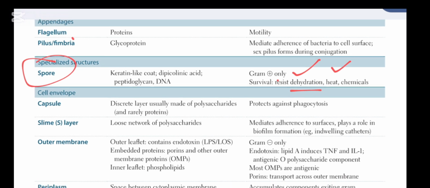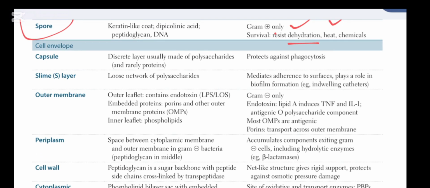survive. The cell envelope of bacteria is made up of capsule, that is a discrete layer usually made up of polysaccharides, and it helps protect the bacteria against phagocytosis. Similarly, there is a slime layer, that is a loose network of polysaccharides that mediate adherence to surfaces and plays a role in biofilm formation.